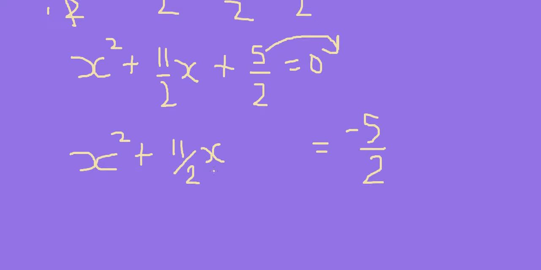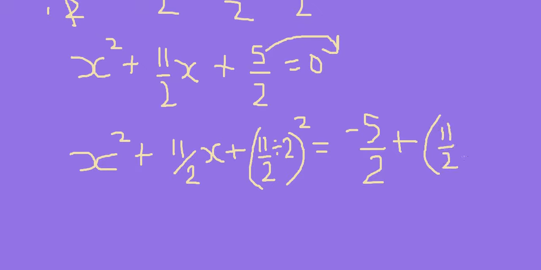Okay, so after we have done like this, we concentrate on the coefficient of x. We are going to divide it by 2 and then we square it. So we are going to add 11 over 2 divided by 2, and then we square. The same thing on the left hand side should be added also on the right hand side. So plus 11 over 2 divided by 2 and then we square.